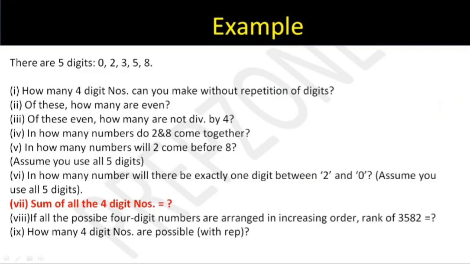So let's move on to the next question. In how many numbers will there be exactly one digit between 2 and 0?